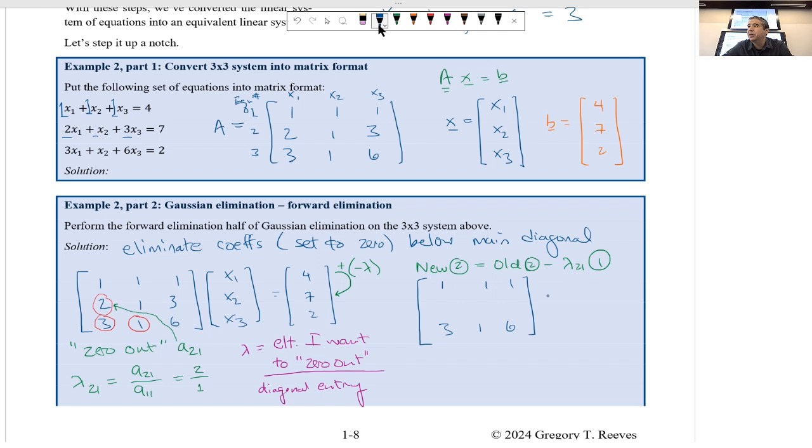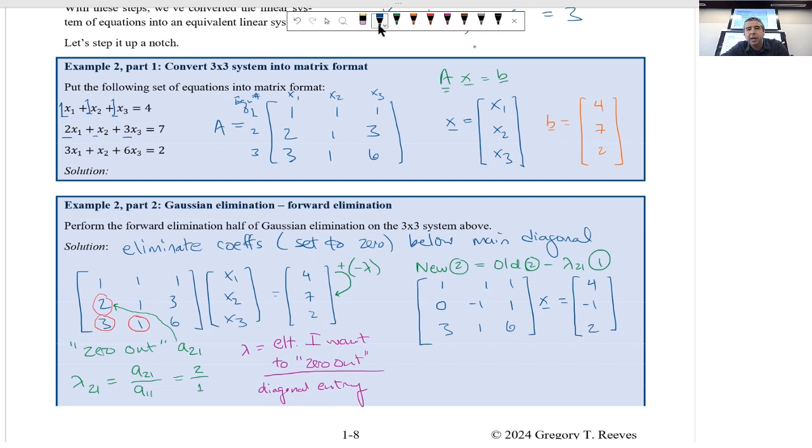I'm tired of writing the column vector x, so I'm just going to write it like this. The first and third elements of b didn't change. But the middle row changed, because I did the operation on it. So the new 2 equals the old 2 minus lambda times the first equation, and that gives me a 0, just like I had planned, a minus 1, a 1, and a minus 1. Now I've zeroed out that element. That's bringing me one step closer to this forward elimination process being done.